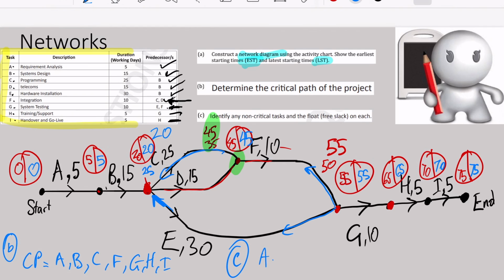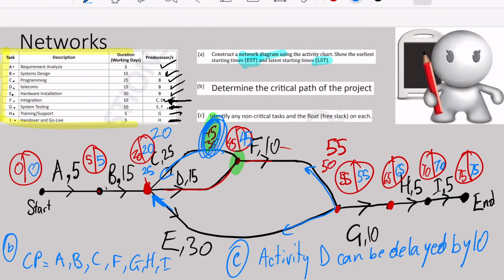So activity D can be delayed. So what's the float time? The difference between these two numbers, well, it can be delayed by 10 minutes. Alright? If I delay activity D, because remember when I went this way, I arrived over here after 35 days, but I had to wait 10 days. So I can actually delay activity D by 10 days.